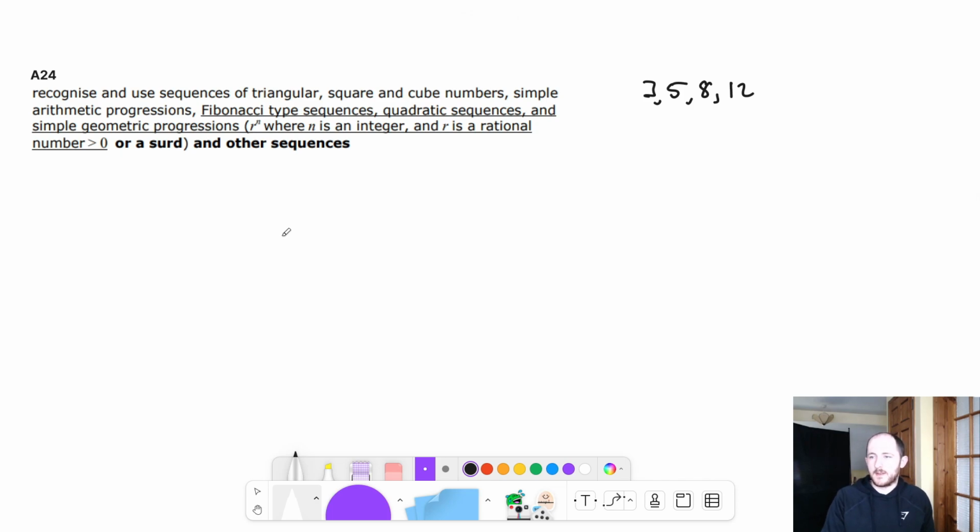Fibonacci is where you add the previous 2 terms of the sequence. So in order to get 2, I had to do 1 add 1. Then I do 1 add 2 gives me 3. Then 3 add 2 which equals 5, and so on.